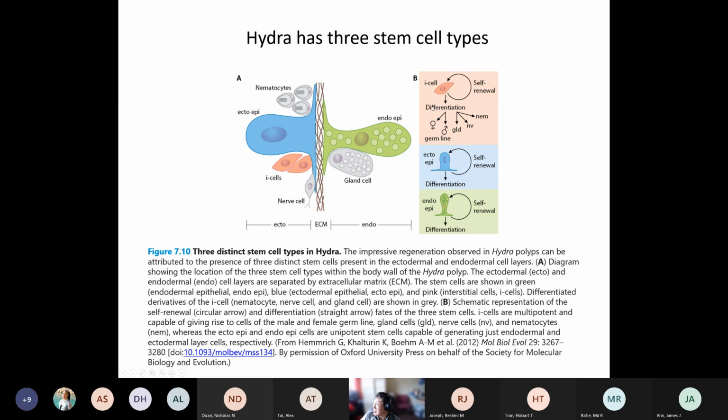But this I cell, the interstitial stem cell, can also give rise to the germ cells, the gametes. Therefore, this animal can reproduce in two ways. One is asexual, if you cut them, or sexual, that's mating between the male and the females. Okay, so stem cells are involved here, again, in this creature.